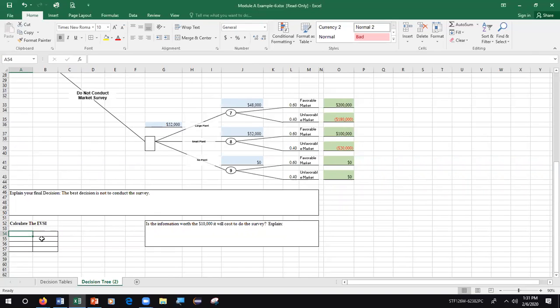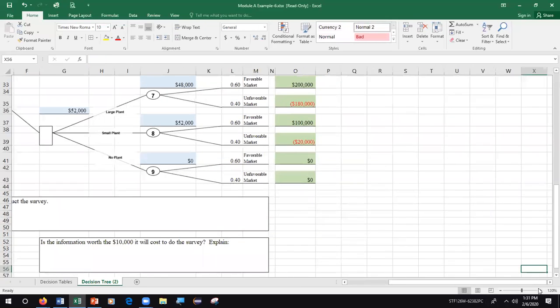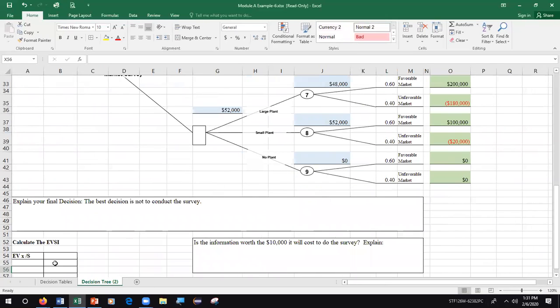Let me get my thing pulled down so I can actually see it. So first, the estimated value with, we're going to put survey, just so we can make sense. Can you zoom that in? With our survey information, okay? So what's our value with survey information?